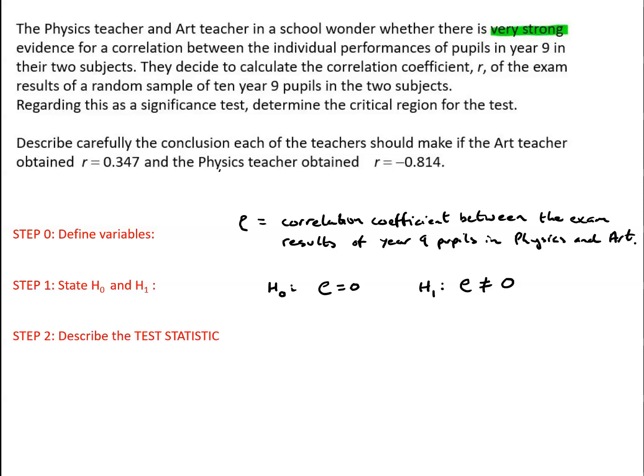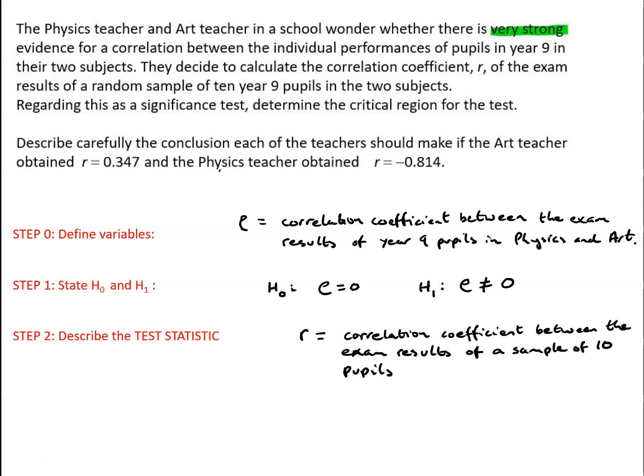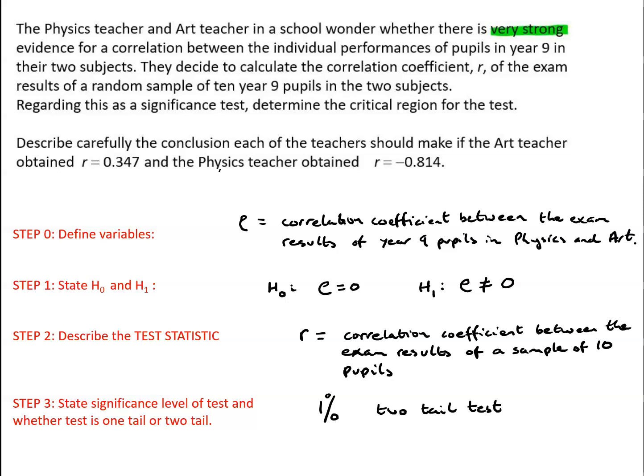The test statistic is going to be the correlation coefficient between the exam results in physics and art for a random sample of 10 pupils. We're looking for very strong evidence, which means that we need to be using a 1% significance test. And it's definitely going to be a two-tailed test because we're going to want to accept the alternative hypothesis if the value of r is surprisingly large or surprisingly small under the assumption that the value of rho is actually equal to 0. So it's a two-tailed test.